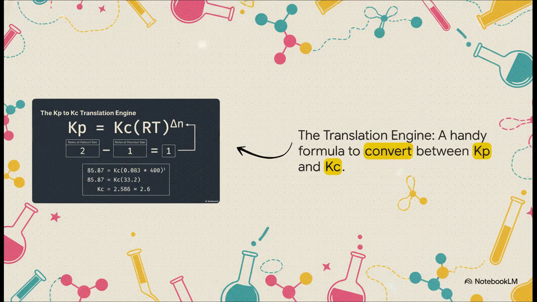Luckily, these two are related by this super handy formula. Think of it as our translation engine. Kp equals Kc times RT to the power of delta N. Now what's delta N? It's just the moles of gas products minus the moles of gas reactants. For our reaction, that's 2 minus 1, which is just 1. We plug in our known values, solve for Kc, and we get our final answer, 2.6.